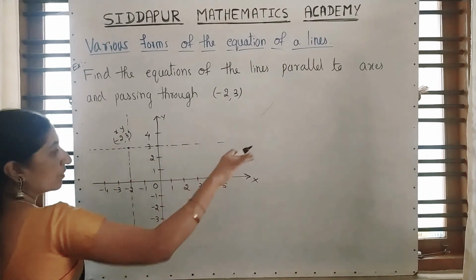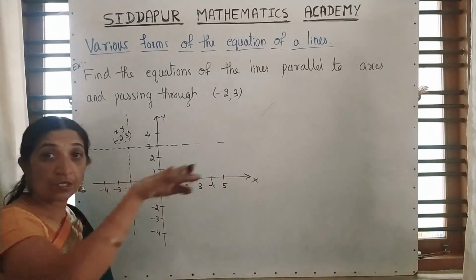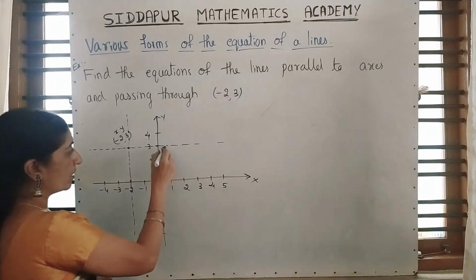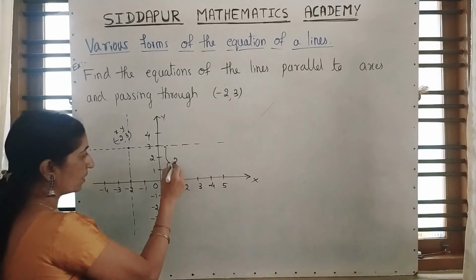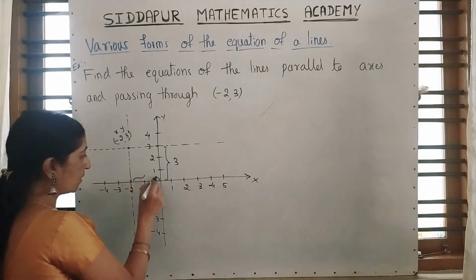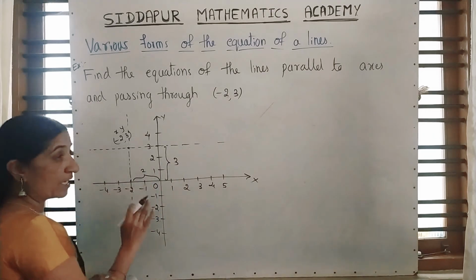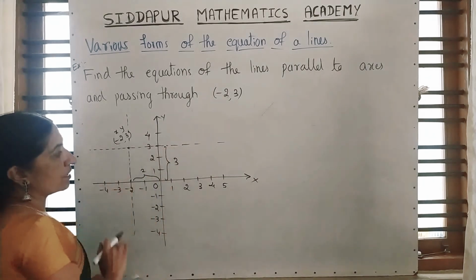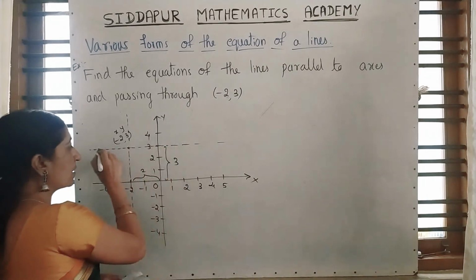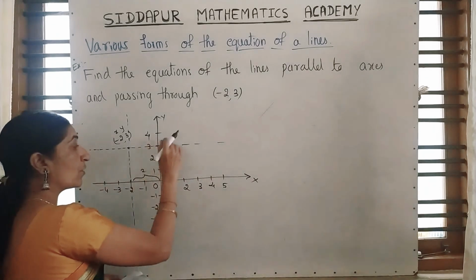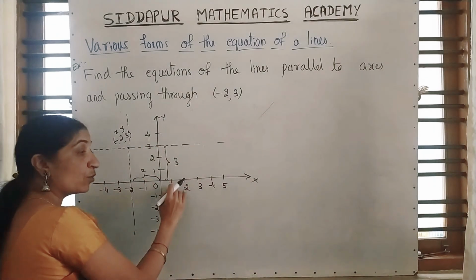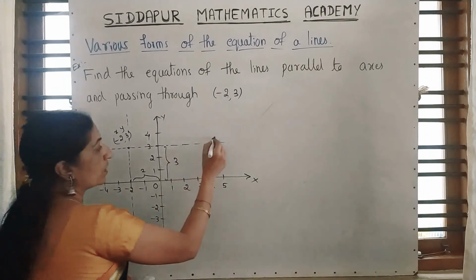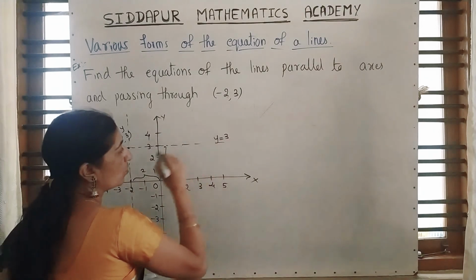See, observe this, as I told you, this is a horizontal line. So what is the distance from here to here? Is it 3 or what? And this distance is 2. Don't write the sign, that sign tells you left side or right side. This distance is 2 and this distance is 3. Here the distance is 3 and this is a horizontal line. Horizontal line is parallel to x-axis. Parallel to x-axis means it is y is equal to 3.